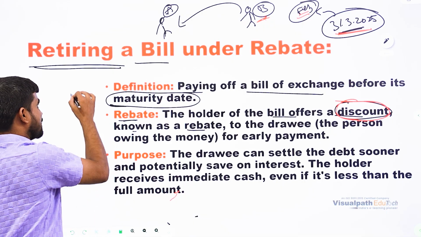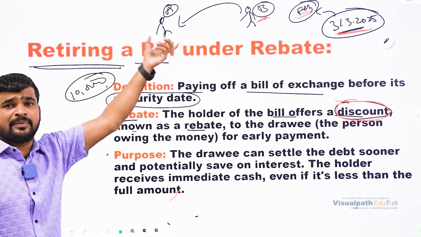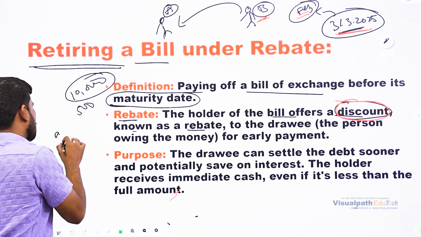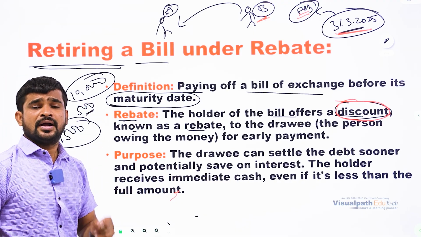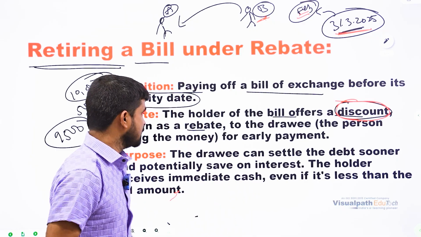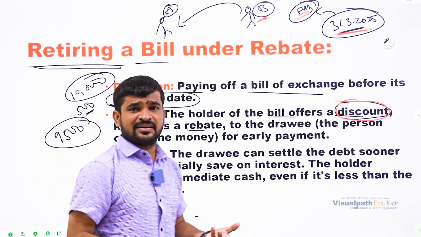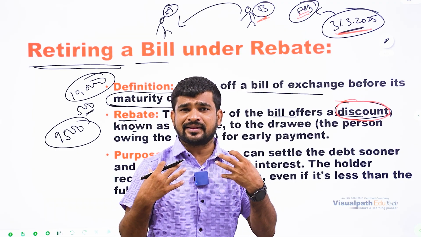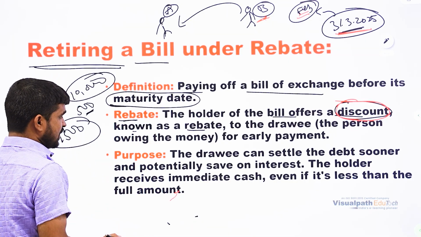For example, the bill amount is, we know, 10,000 rupees. So he is saying that you can honor the bill before the maturity date and no need to pay the 500 rupees. You have to pay only 9,500 rupees. So indirectly a 500 rupees discount is allowed by the drawer and received by the drawee. Clear? So this is called rebate. And what is the purpose? Simply to get the amount earlier. The due debt amount will be received at an earlier stage. This rebate and the retiring of bill will be used.